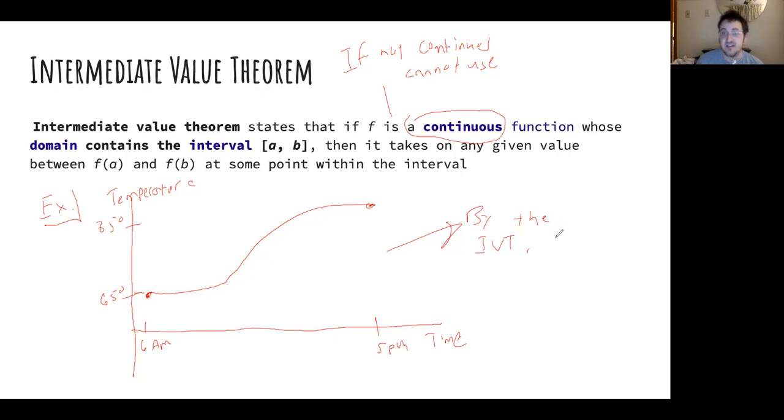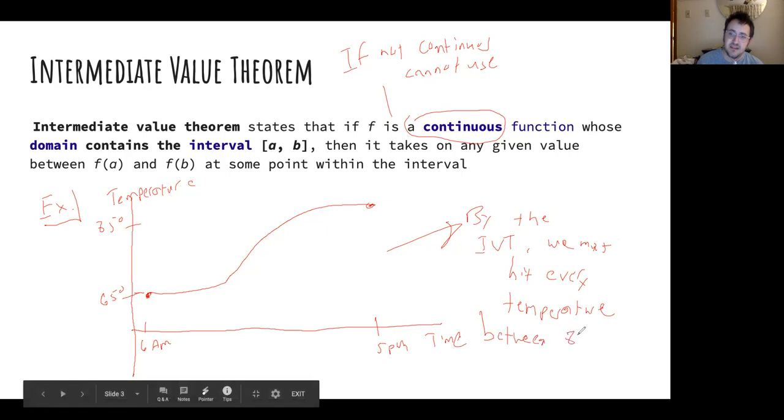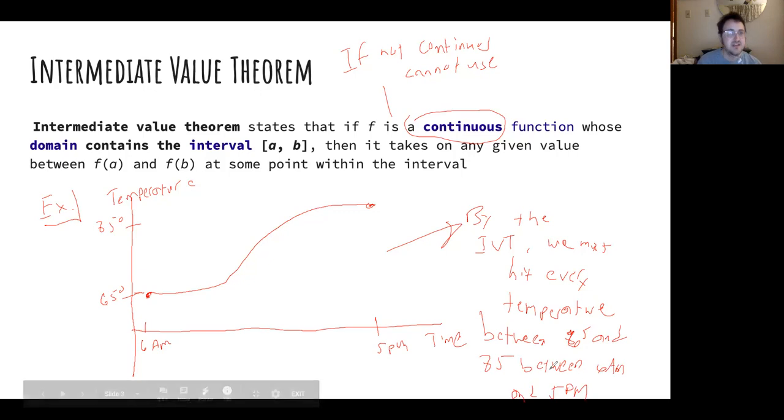we must hit every temperature between 65 and 85 between 6 a.m. and 5 p.m. So for instance, we must at some point hit 70 degrees. We must at some point in that interval hit 75 degrees. Now, we're not guaranteed to have 60 degrees though. So that's what we mean by the intermediate value theorem.